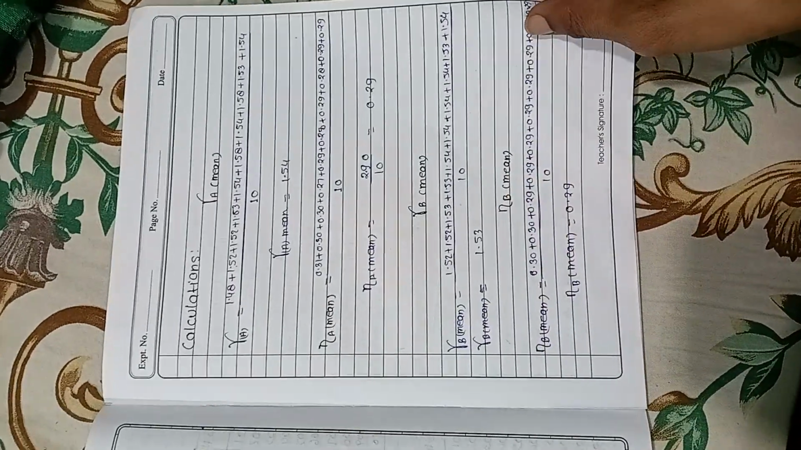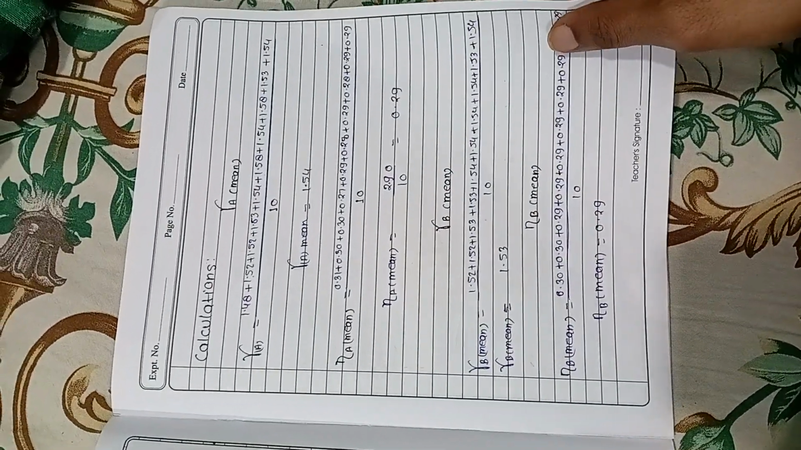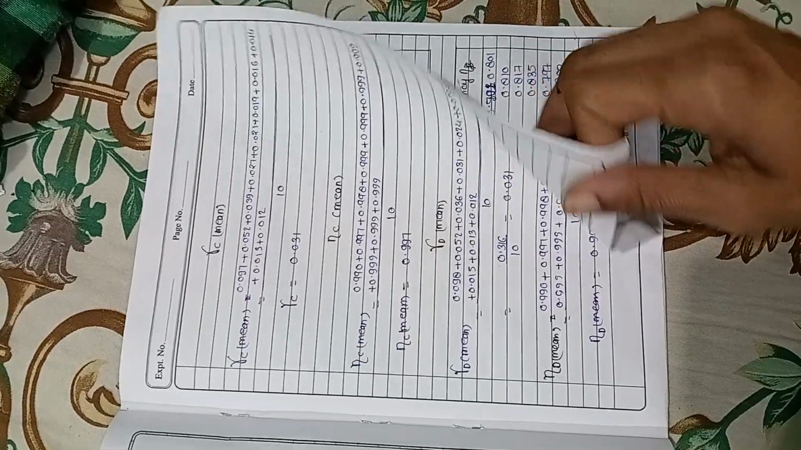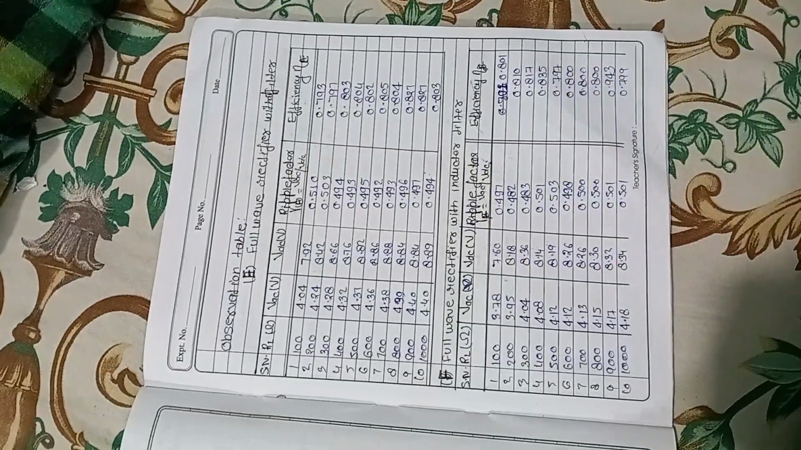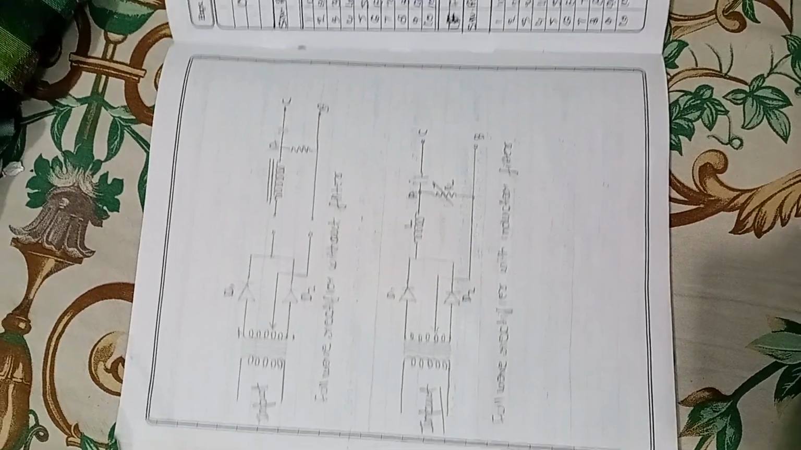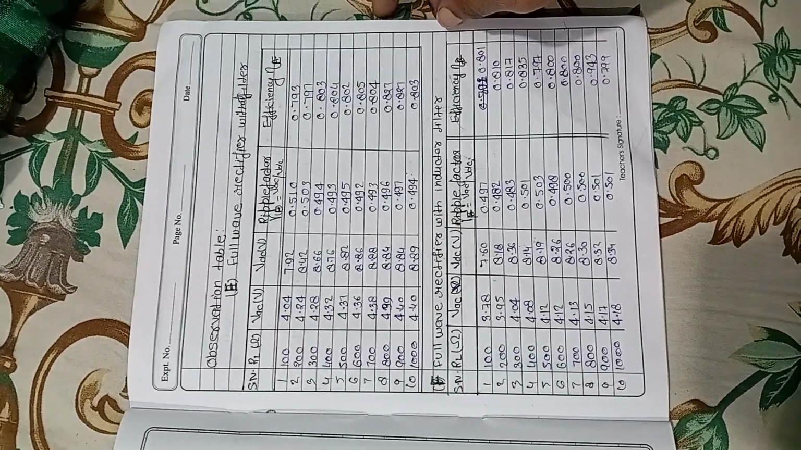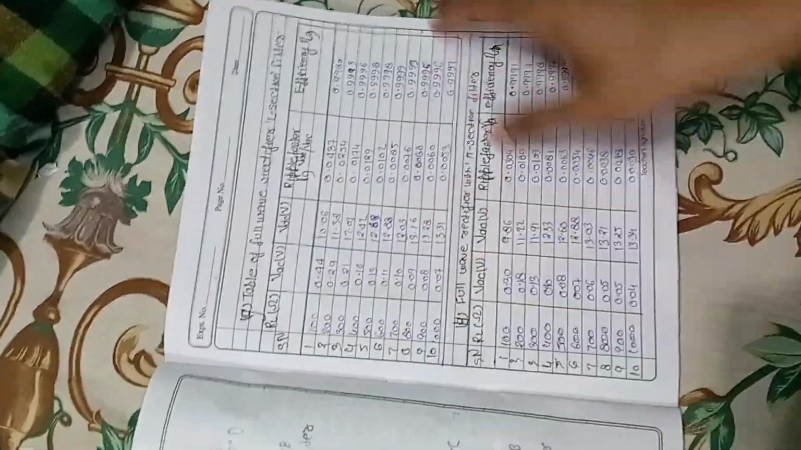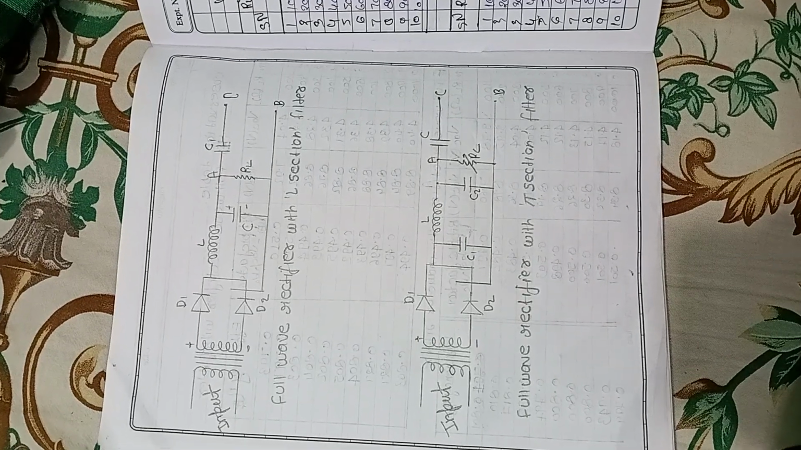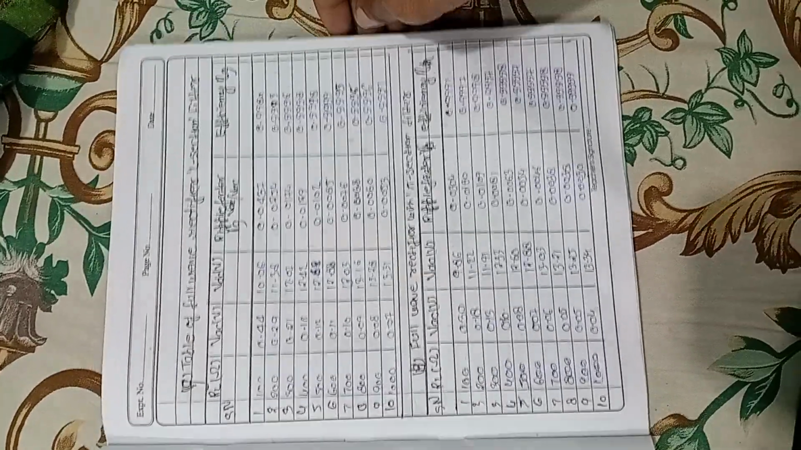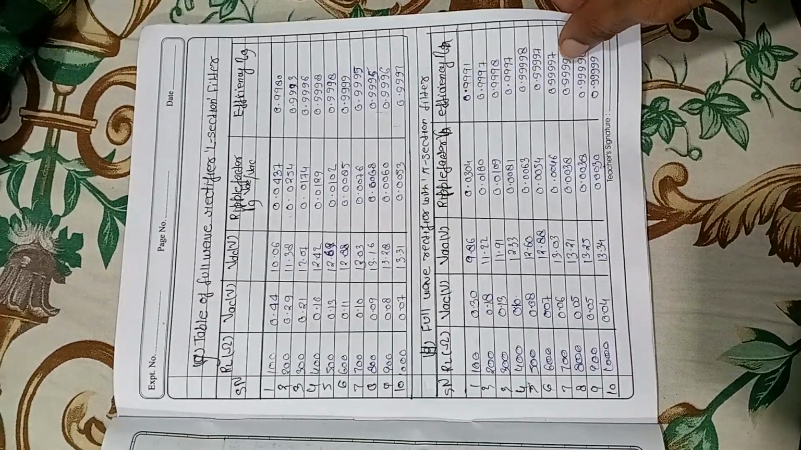Similarly, you have to take all the readings from the full wave rectifier without filter, the full wave rectifier with inductor, and also the full wave rectifier with L section and pi section. And you have to calculate the mean values of ripple factor and also the efficiency.